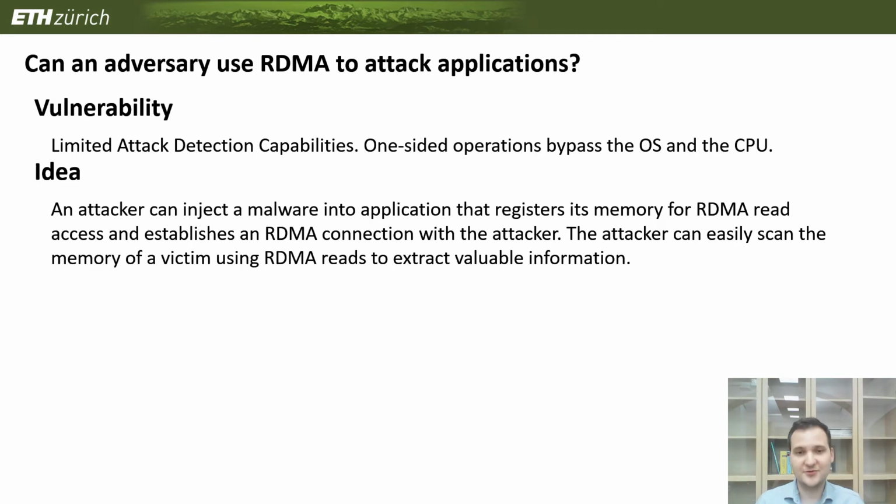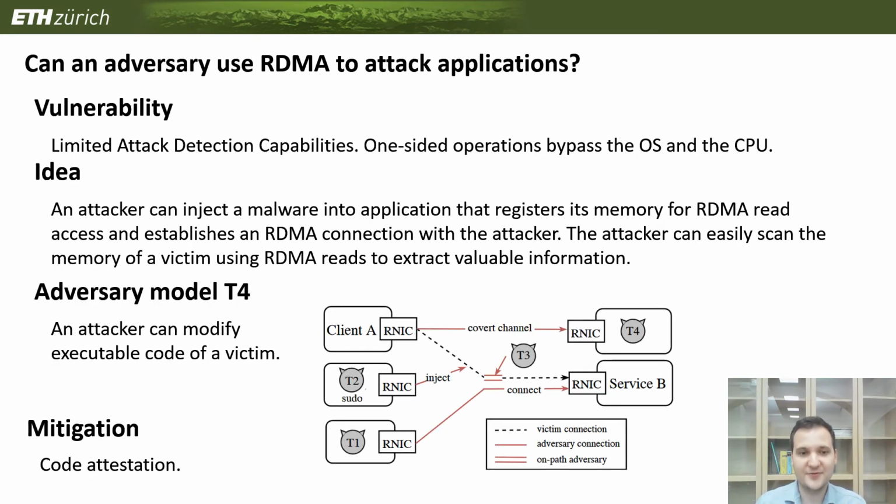So now I'd like to jump to this attack, which is in another threat model. So this is threat model T4. Here we assume that the attacker has an ability to change an application of a victim. So it could inject code. And actually it could inject code which could establish a covert channel with a machine which is owned by an attacker.